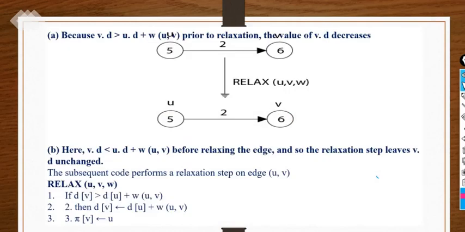Next, there are some conditions mentioned here, like if d of v, where v is any vertex and u is any vertex, and after adding the weight it is getting greater than prior to the relaxation, what will be the condition?